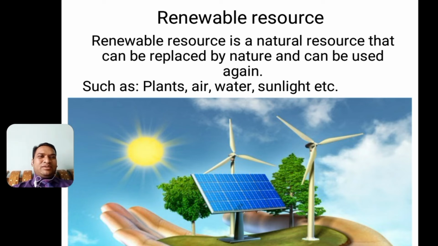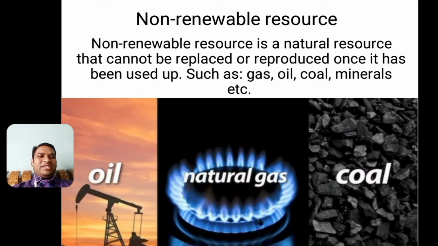In this way we can get these renewable resources every day in our life. The next one is non-renewable resource. So non-renewable resource is a natural resource that cannot be replaced or reproduced once it has been used up, such as gas, oil, coal, mineral, etc.